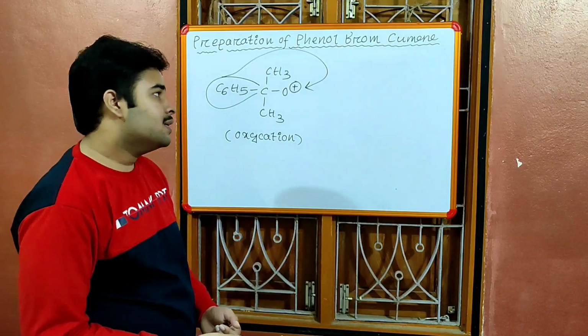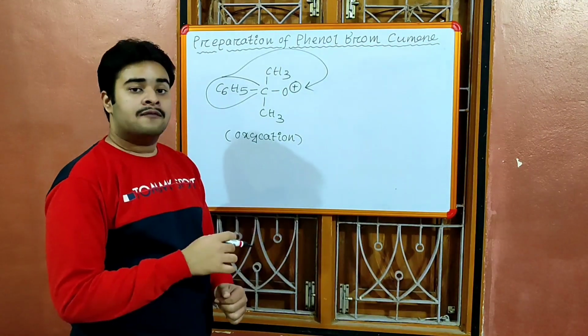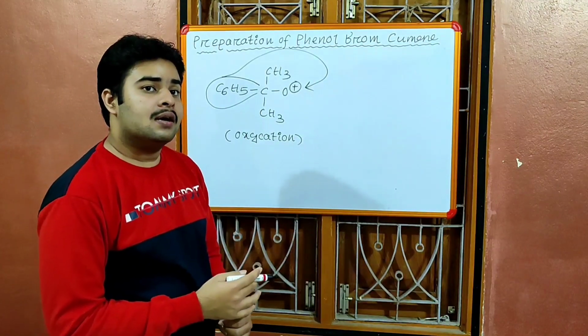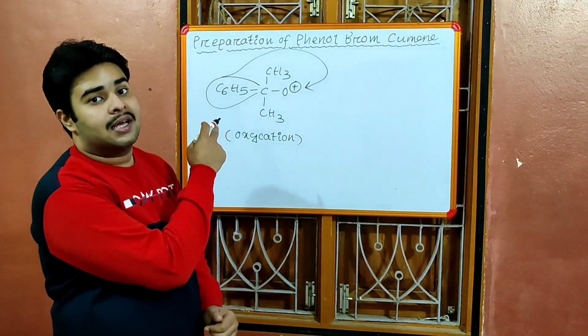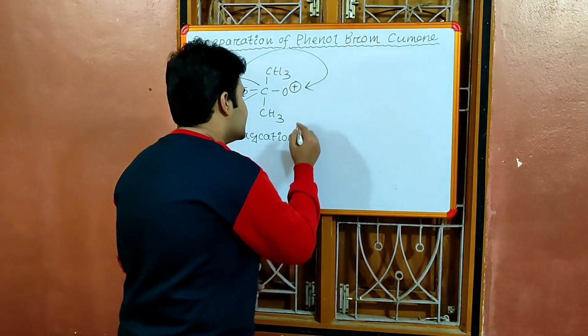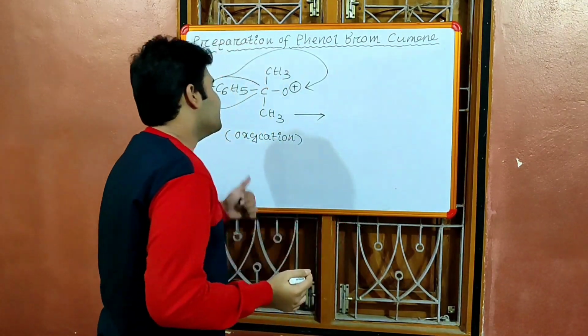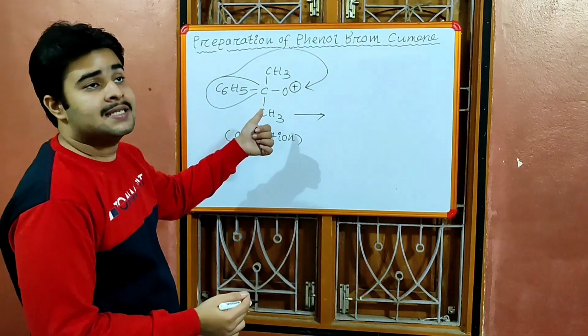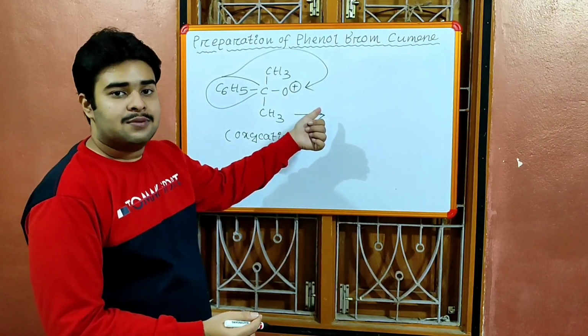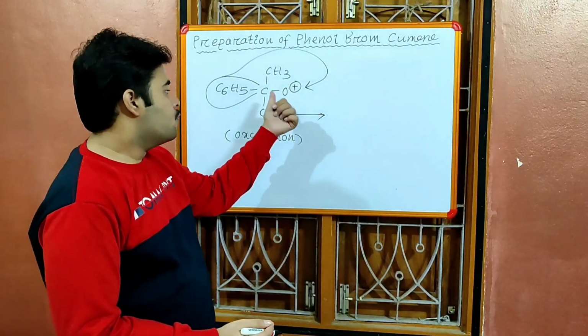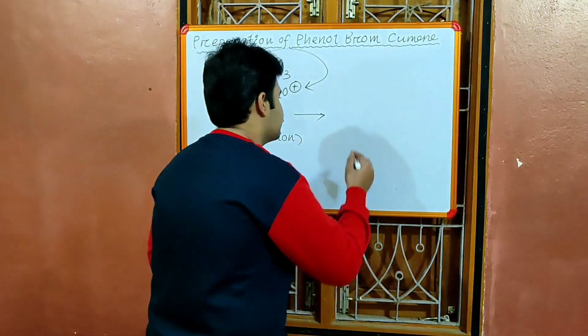What will happen? This shift of the phenyl group towards the positive charge bearing oxygen atom will leave one carbocation. We have to see here. After the migration of this phenyl group with its bond pair of electrons, which will neutralize this positive charge bearing oxygen atom, it will also form one carbocation like this.